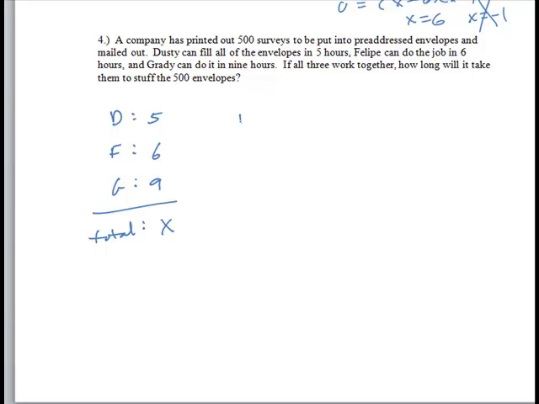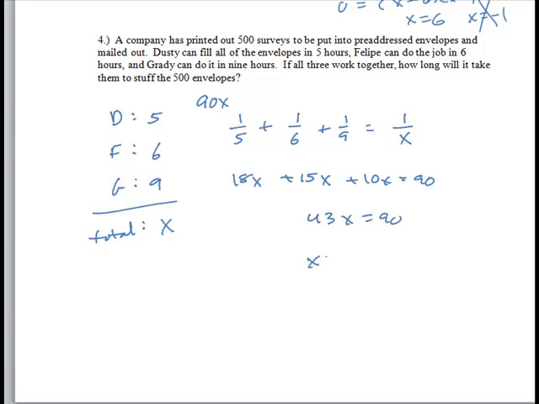So break it down into 1 hour. At the end of 1 hour, Dusty will have 1/5 of the job completed, Felipe 1/6, and Grady 1/9. They all work together. They have then 1 over x of the job completed. Rational equation, LCD, 90x. Solve the equation. x is equal to 90 over 43. The unit, once again, is hours.